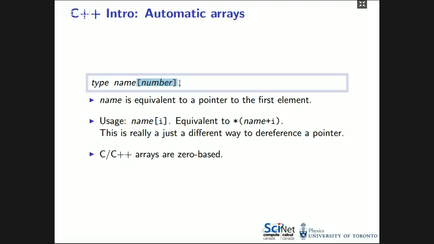And then if I want to get a particular value, say the first value, I say the name, and then between square brackets, I give the index that I want. Now, you should know that C and C++ arrays are zero-based. So the first element of an array has index 0.